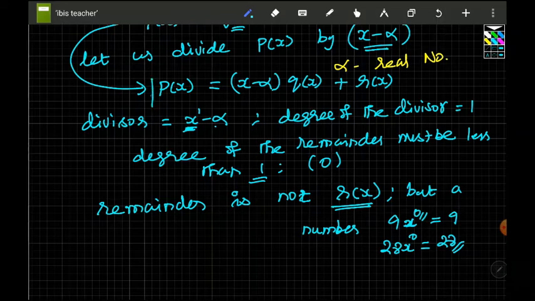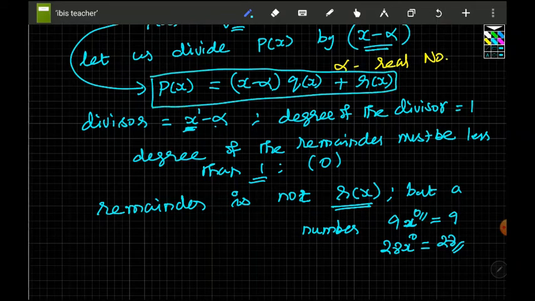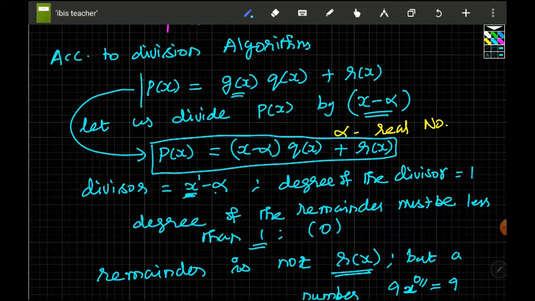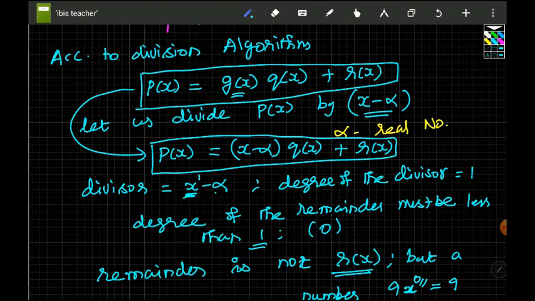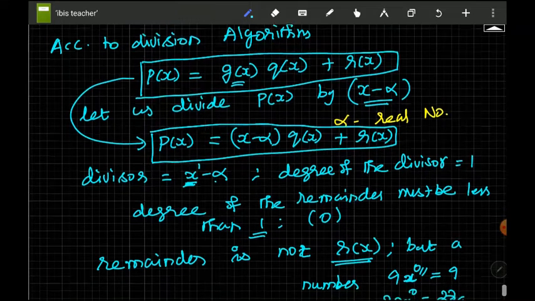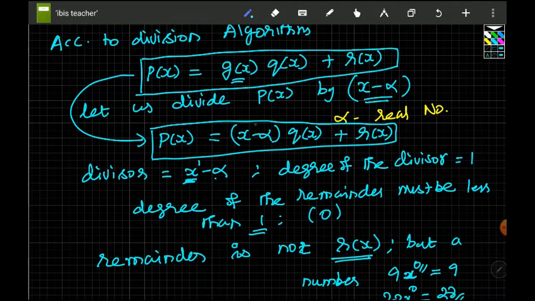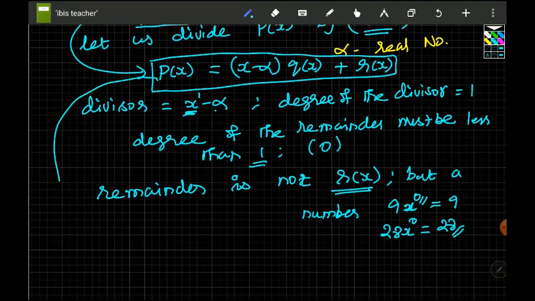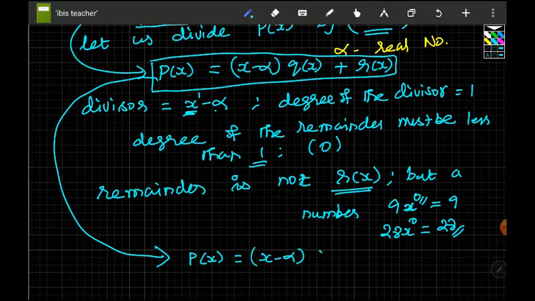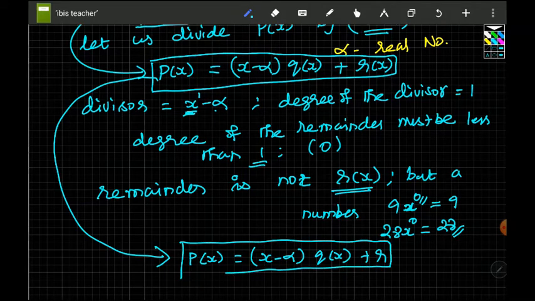Then this division algorithm is going to change. Here the division algorithm said p of x is equal to g of x into q of x plus r of x, but we are dividing by x minus alpha whose degree is 1. The remainder is not r of x, but it is going to be just r. Then this will now take the form p of x is equal to x minus alpha into q of x plus, not r of x, but just r. So now we have got this.